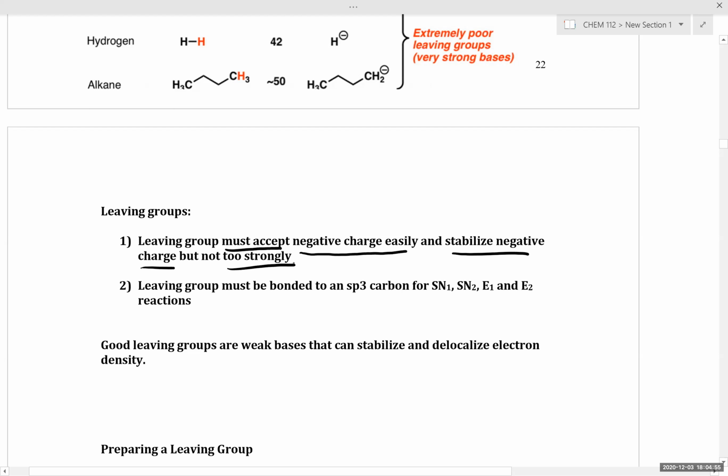Another main feature is that the leaving group must be bonded to an sp3 carbon for SN1, SN2, E1, and E2 reactions. So in general, your leaving group needs to be attached to an sp3 carbon for you to observe appreciable reactivity through any of these reactions that we're going to talk about momentarily.